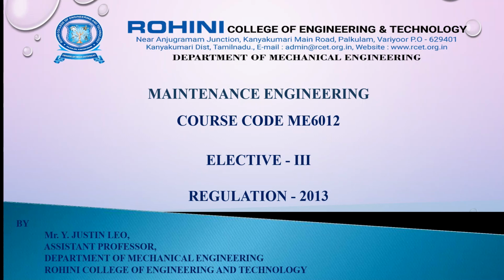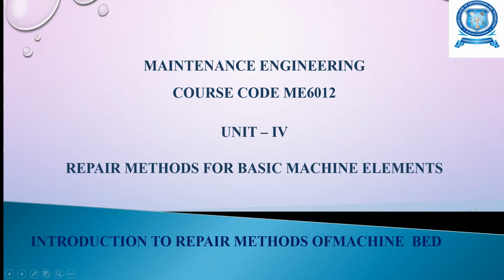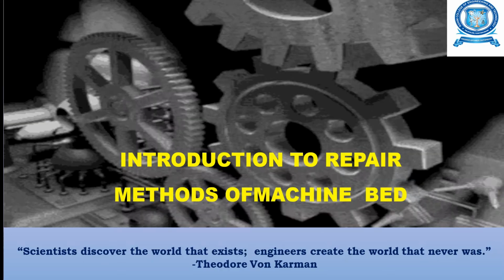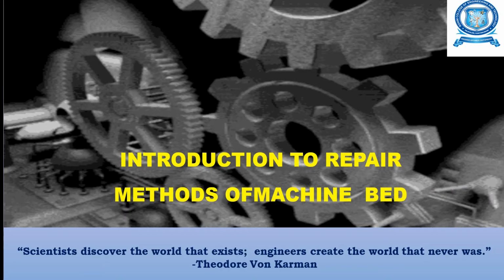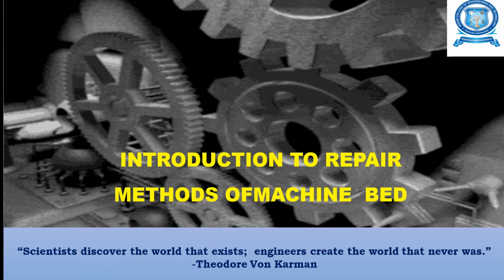Welcome you all to this maintenance engineering course, and the course code is ME6012. This course is an elective course for the mechanical engineering students, regulation 2013. And in this video session we'll be studying about the repair methods for basic machine elements of Unit 4, and we'll be studying briefly about the introduction to repair methods of a machine bed.